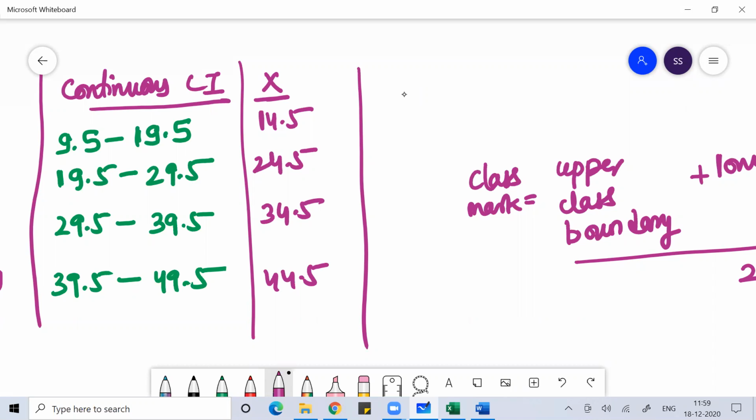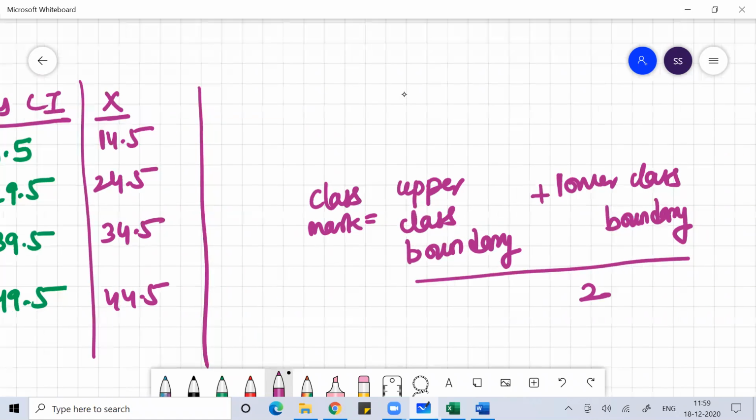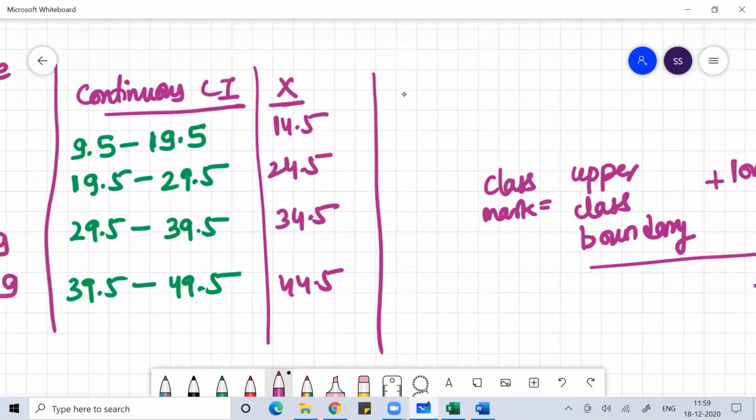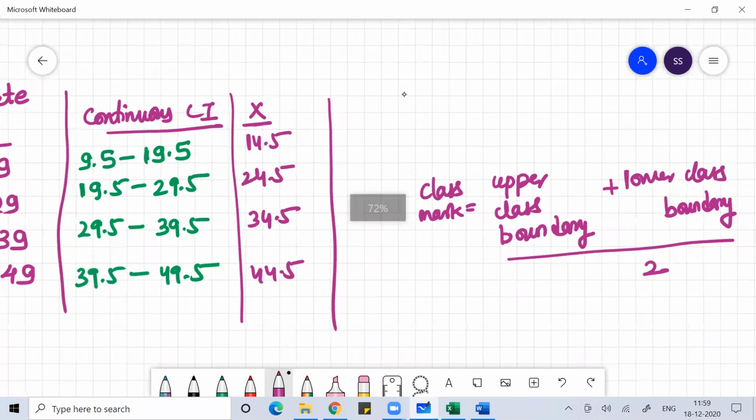So the value you get with the formula upper class boundary plus lower class boundary divided by 2, that we call the class mark. Clear, everyone? This is the upper class boundary plus lower class boundary divided by 2.